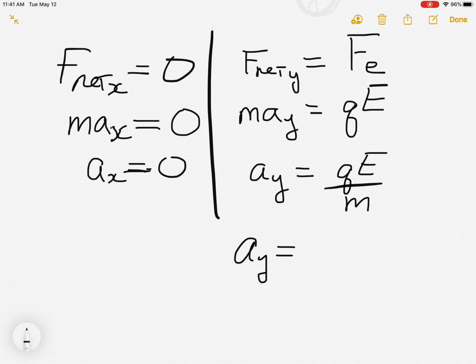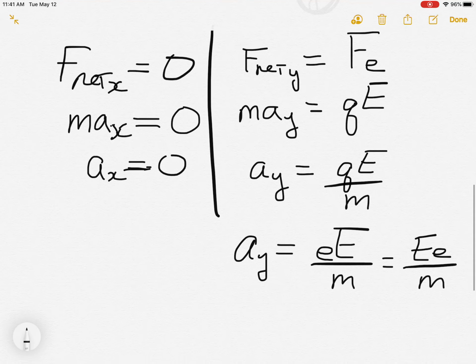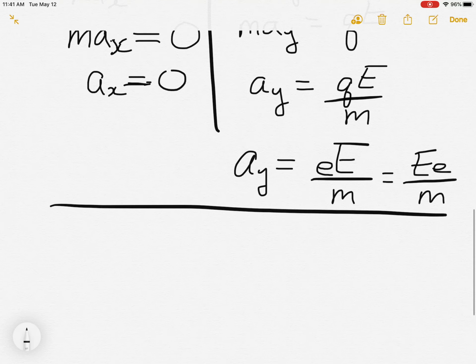And you get QE divided by M. Well, Q stands for charge, right? And it says in the question that this has the charge of an electron. So it's just E. So if you write the E here, you get that. And if you just flip those two around, you get the exact answer that the book has. So there's the AY from that equation.